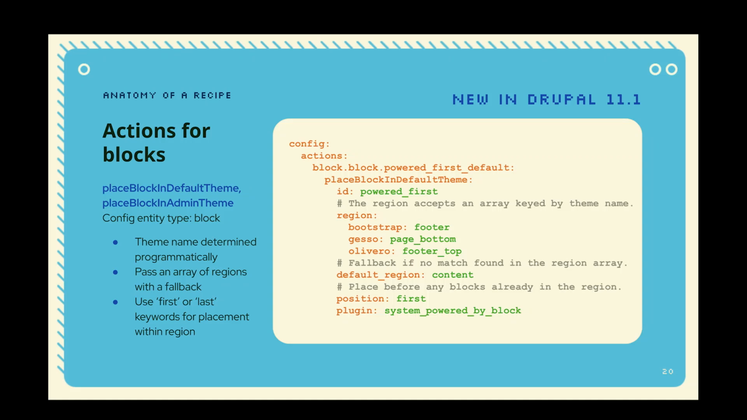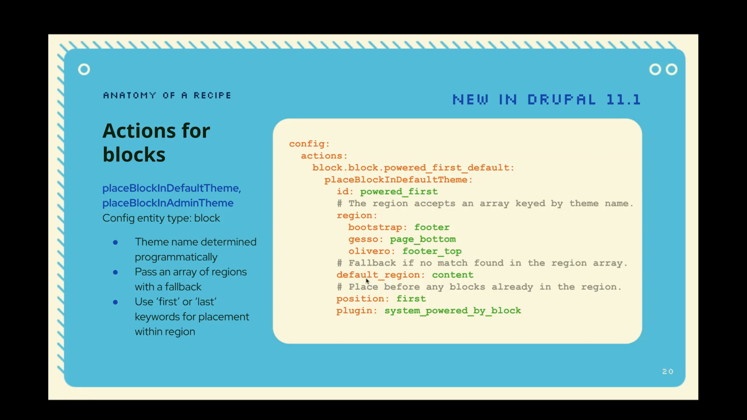And that's why it's really awesome that we have these two config actions, place block in default theme or place block in admin theme, so you don't need to know any of those things. You can say, let's place a block in the default theme, so the front end of the site. We can give it an array of regions. So, if it's the Bootstrap theme, use the footer region. If it's the Gesso theme, use the page bottom, and so on. And you can also have a fallback.